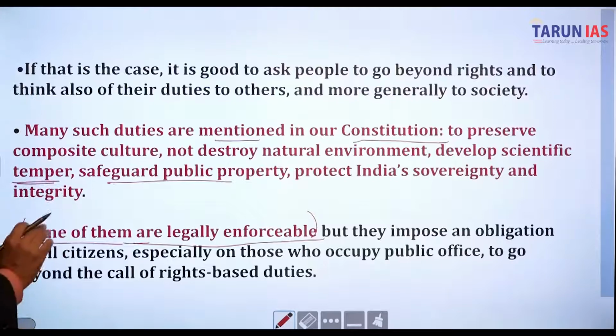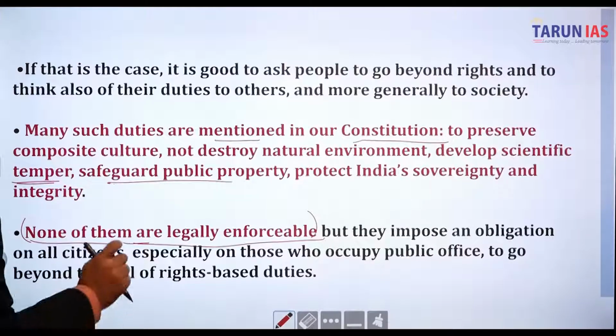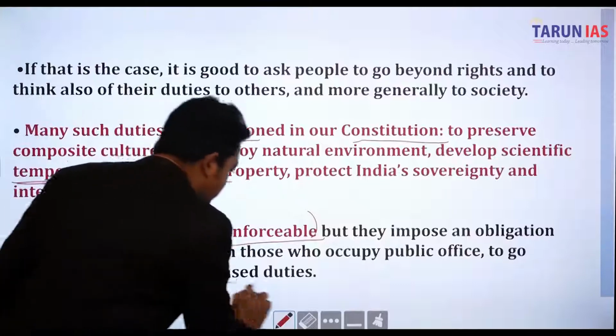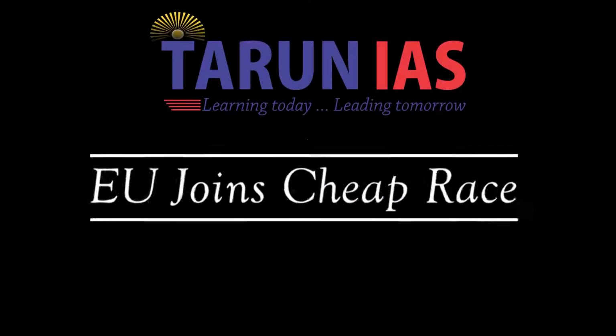None of them are legally enforceable, though many of the fundamental duties are mentioned in our constitution: to preserve composite culture, not destroy natural environment, develop scientific temper, safeguard public property, protect India's sovereignty and integrity. But they impose obligations on all citizens, especially on those who occupy public office, to go beyond the call of right-based duties. Right?